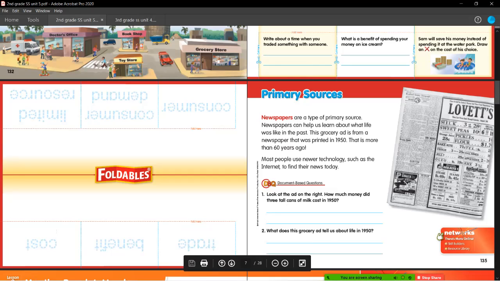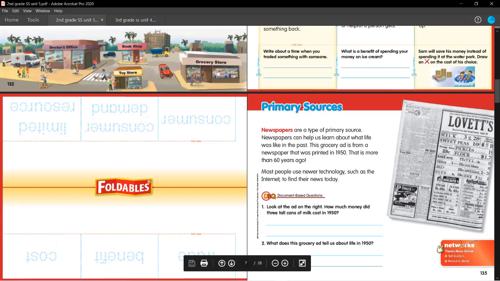Please make sure your name and date are at the top of any pages that you're doing work on. And then that's going to be it for our Unit 5 opener.